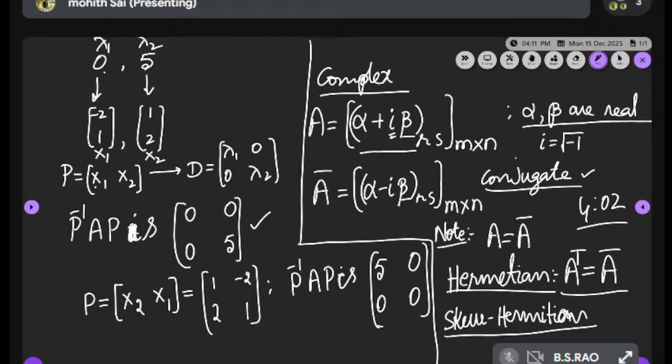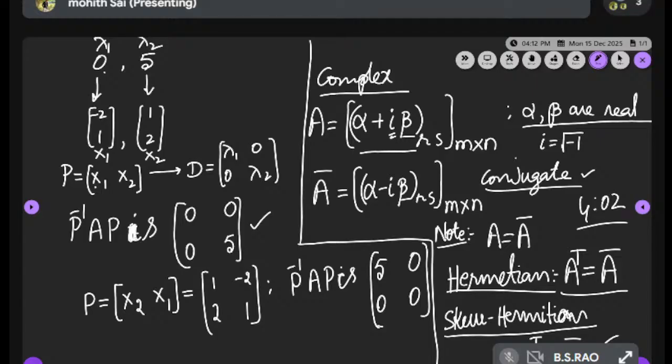Skew Hermitian. A square matrix A is said to be skew Hermitian if A transpose equals minus A conjugate.